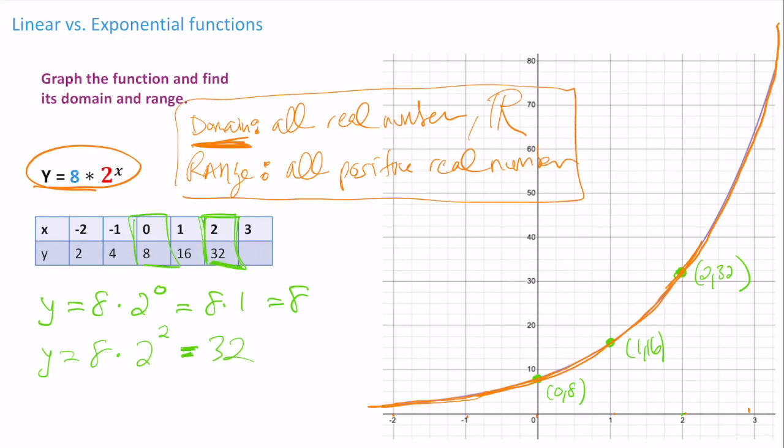The domain is just what x values are you allowed to use, and for the most part, you can plug in anything you want. For the range, they're just looking for you to determine if there's a restriction on what you might end up with for the y value, right? Can it be negative or positive, or no, can it only be positive, which in this case is true, okay?